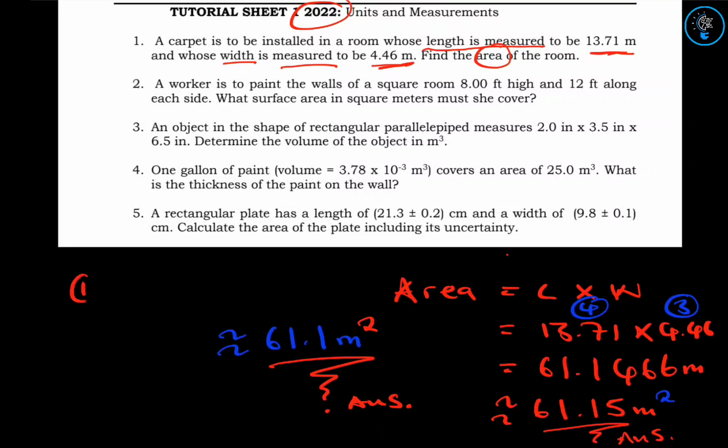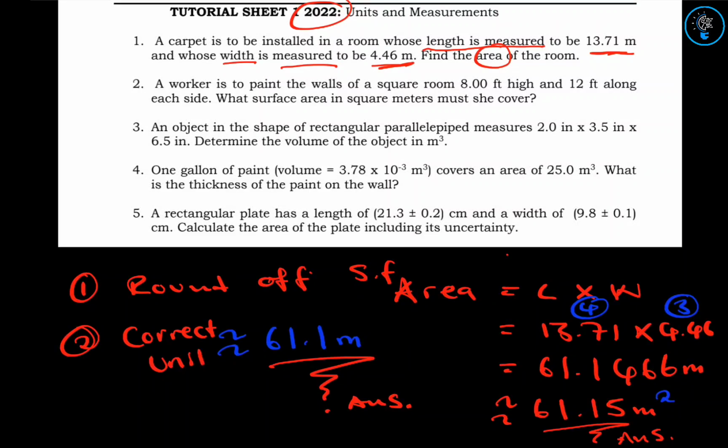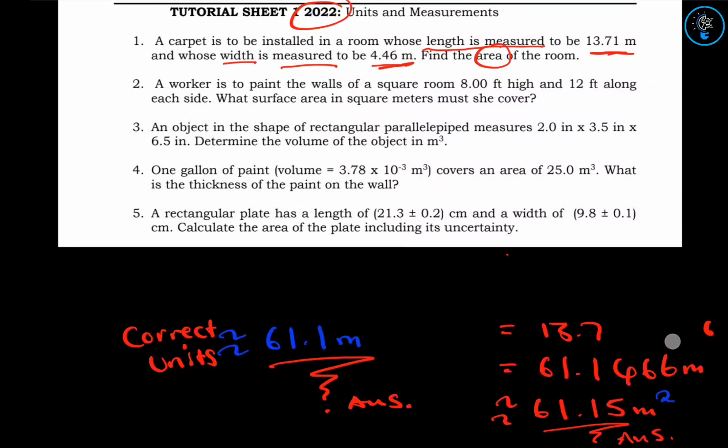Please, you consider the following. Number 1, you need to round it off to correct significant figures. Then besides that, you need to have correct units. So if you miss any of the 2, you get a 0. Okay, having said that, let's jump to question 2.